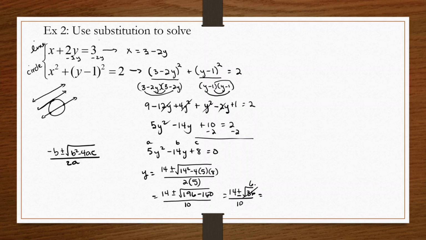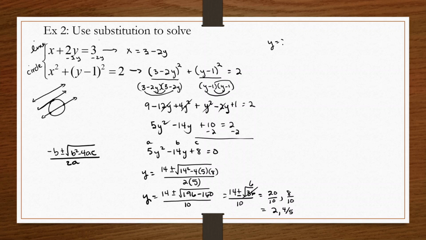So I have 14 plus 6, and I have 14 minus 6. So my y values are 2 and 4/5. Now I have to find x for each of those.